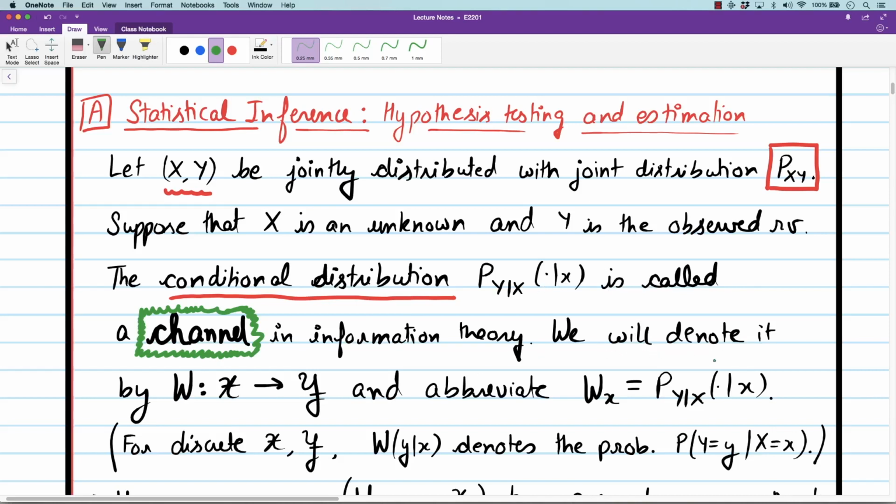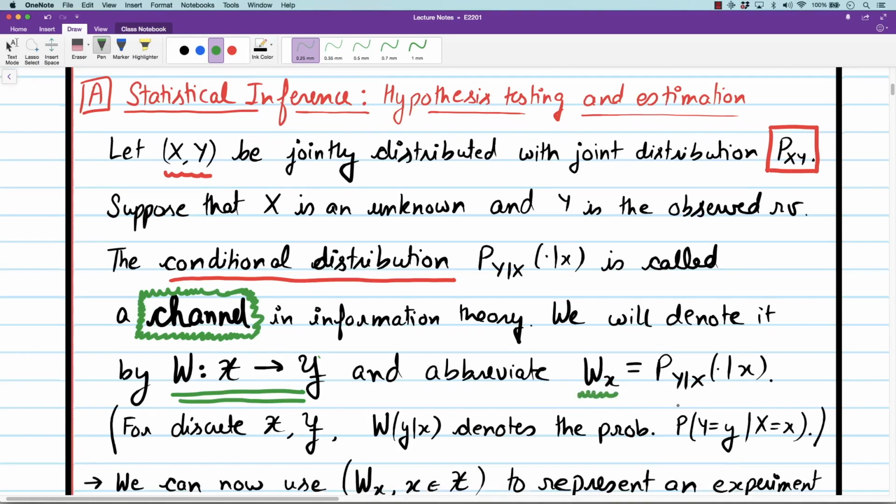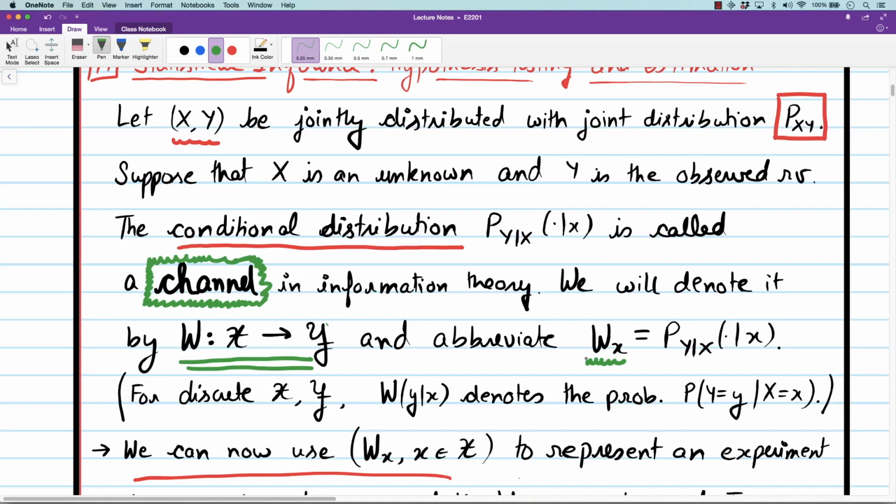A simple way to think of a channel is that it is a randomized mapping from this input alphabet x to this output alphabet y. Corresponding to each x, there's a distribution on y, which we can abbreviate by w subscript x. For discrete random variables, to describe this distribution w subscript x, we only need to give its PMF, probability mass function, and most of this course will be about discrete random variables. So for discrete x and y, we will use this notation w of y given x. It will denote the probability of y equal to y given that x is equal to x.